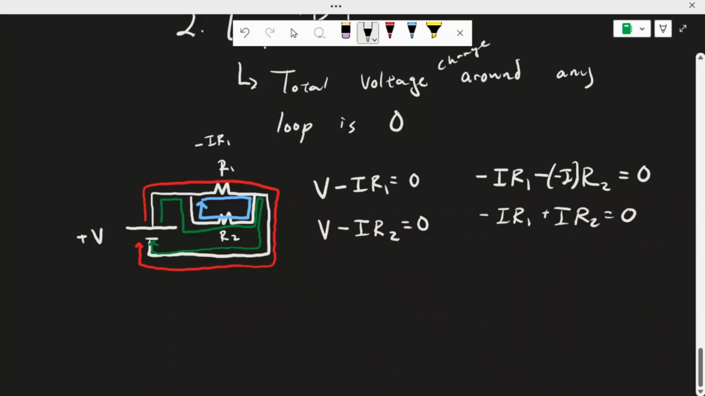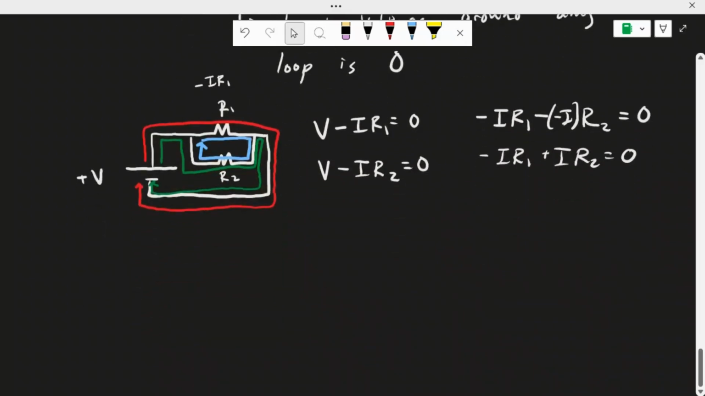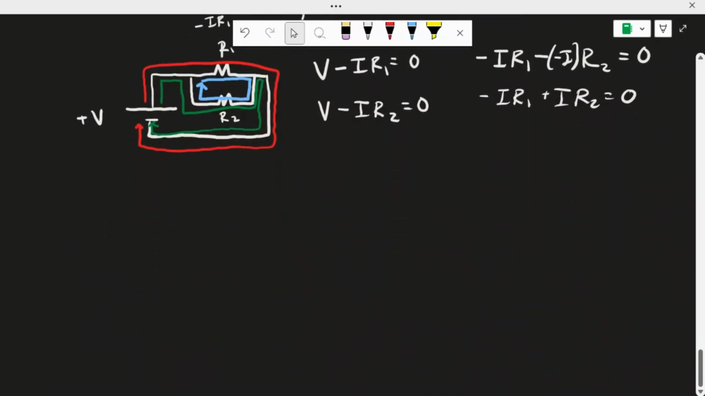is equal to 0. So I actually get 3 equations here with however many unknowns you need. So I've got IR1 plus IR2 equals 0. And I've got V minus IR1 equals 0 and V minus IR2 equals 0. So those are all 3 valid equations that come from the loop rule. And that's actually done.